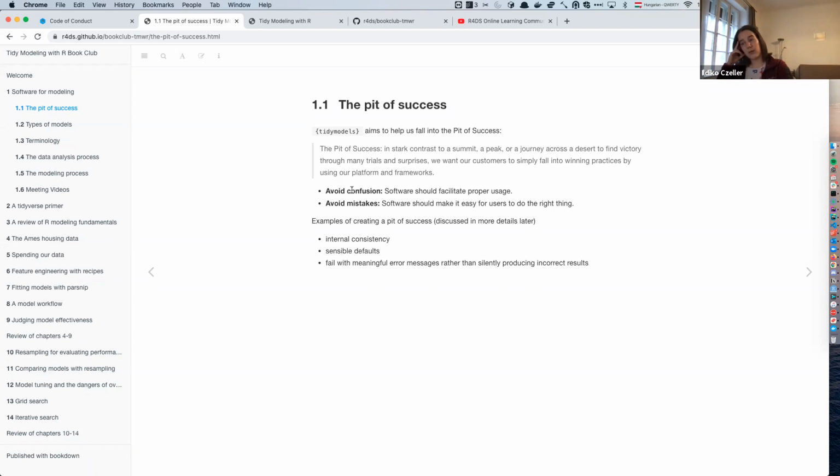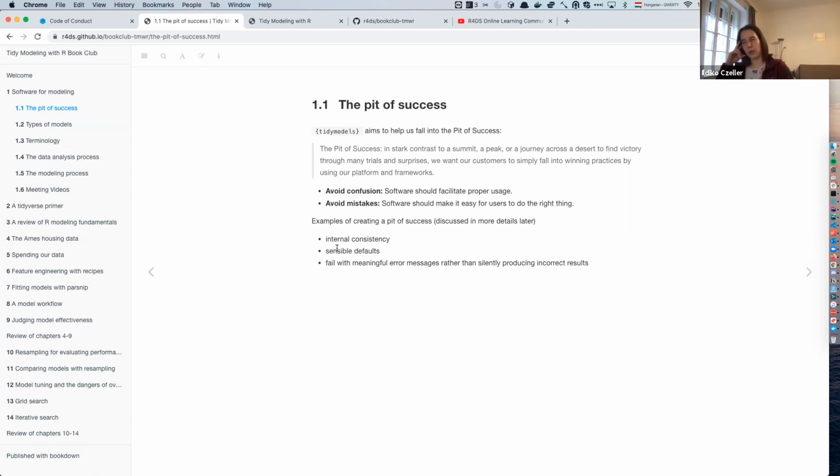So I think there are some examples that help with this. One is internal consistency. Maybe you learn how to specify the number of trees for some specific tree-based model, then if it's the same name for another tree-based model, you can apply the same knowledge that you learned. So it's easier to learn.